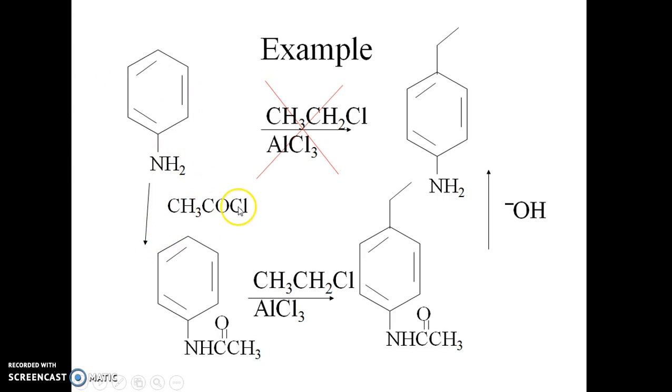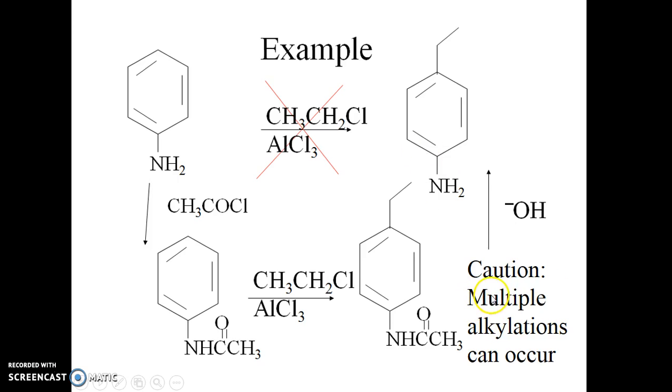So what do we do? We acylate it. Now, alkylation will not occur on that nitrogen because a non-bonding pair is tied up here and it can't do an SN2. However, the ring is still activated, and this is still an ortho-para director, and we can take this alkyl group and add it to the ring with Friedel-Crafts conditions, and then use sodium hydroxide to cleave off this acyl group. And the net effect is that we get what we want. But you have to remember, multiple alkylations can occur.